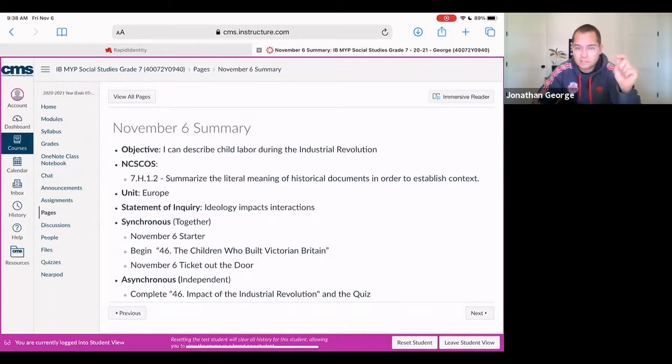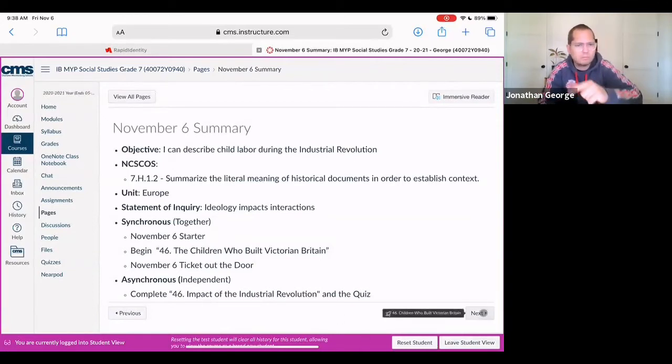Then you have our synchronous work as the starter. We're going to begin 46 and then the ticket out the door. And then our asynchronous work is to finish 46 and the quiz, which again is on the ticket out the door. That ticket out the door should be easy, 5 out of 5 every single day. Do not leave those points on the table. You have to do that and do that well, please.